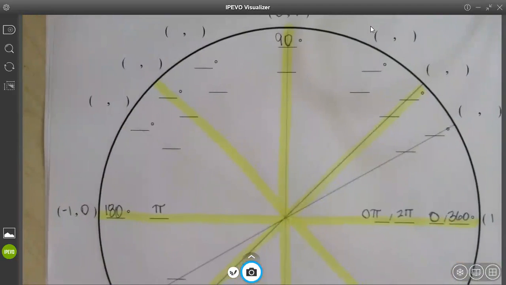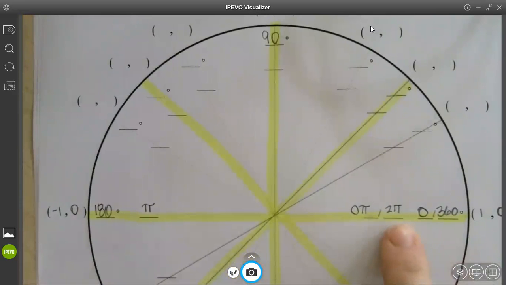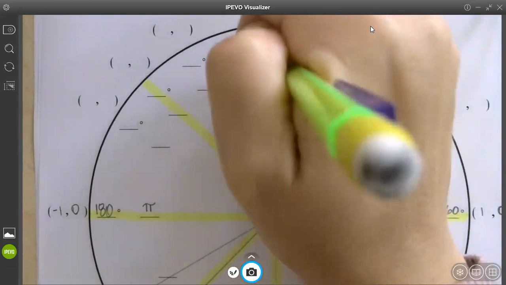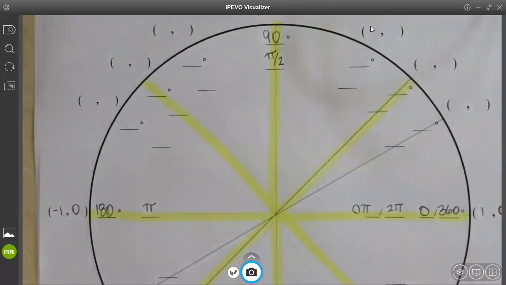All right, so now let's go back and look at this. If this is 2 pi, this is 1 pi, what would this one be? It's halfway, or half pi, 1 over 2 pi. And we'll talk again about that one at the top.